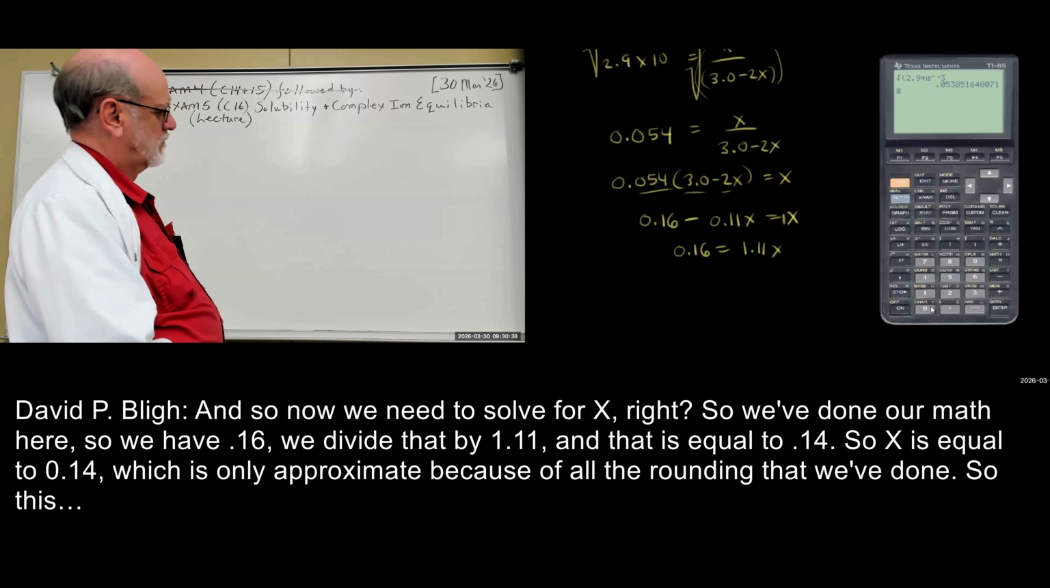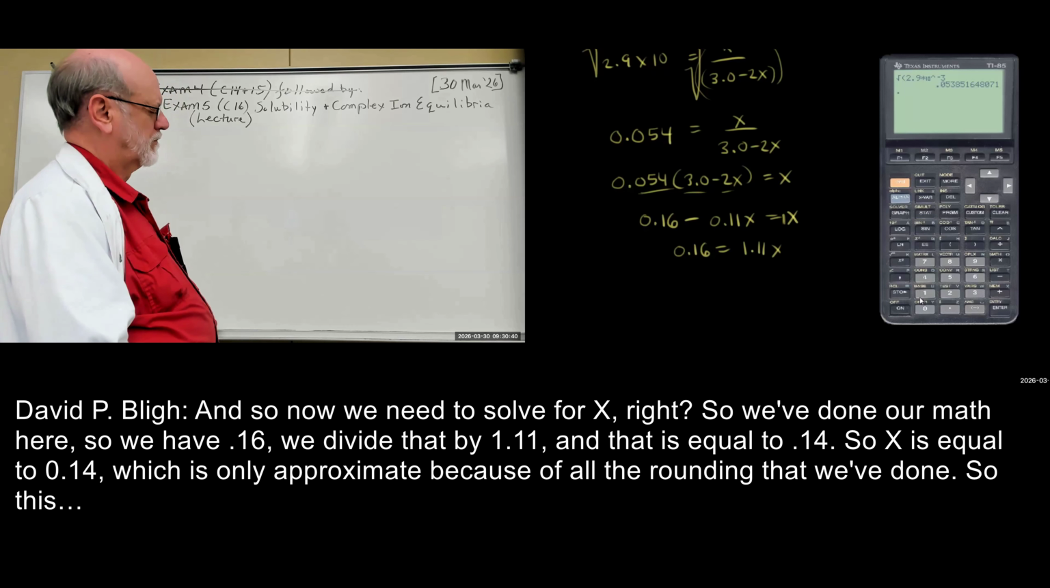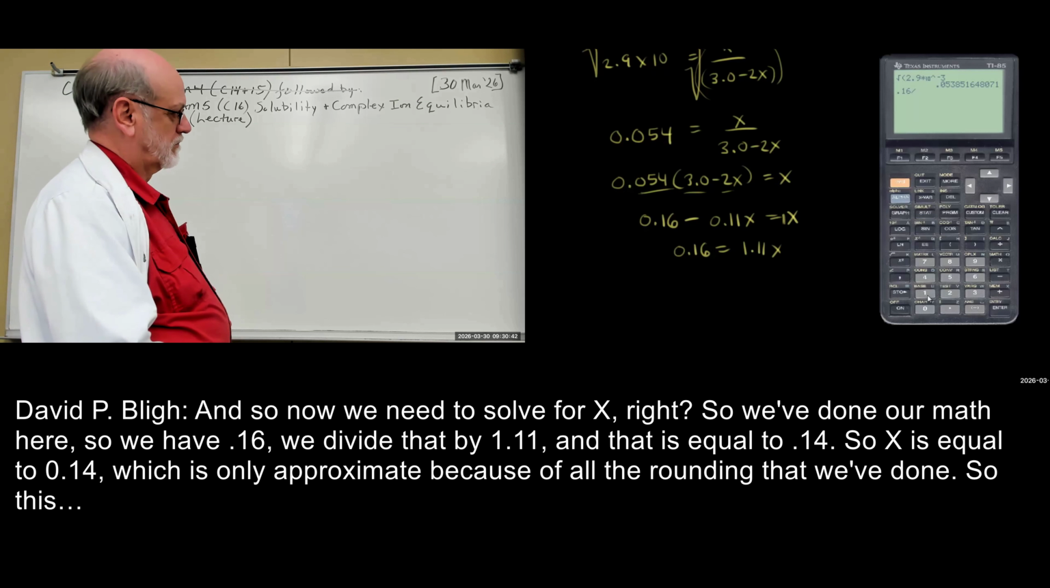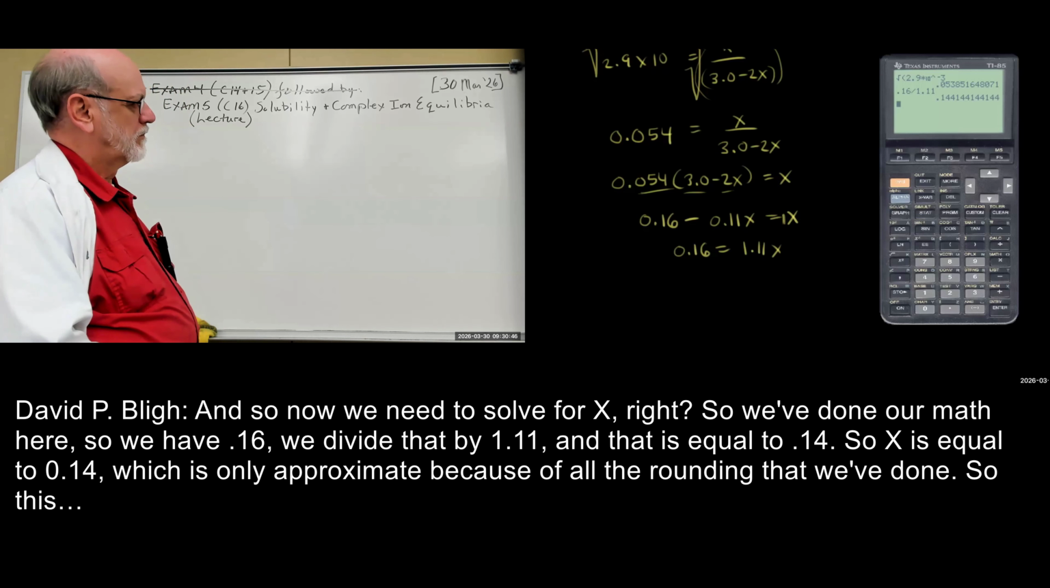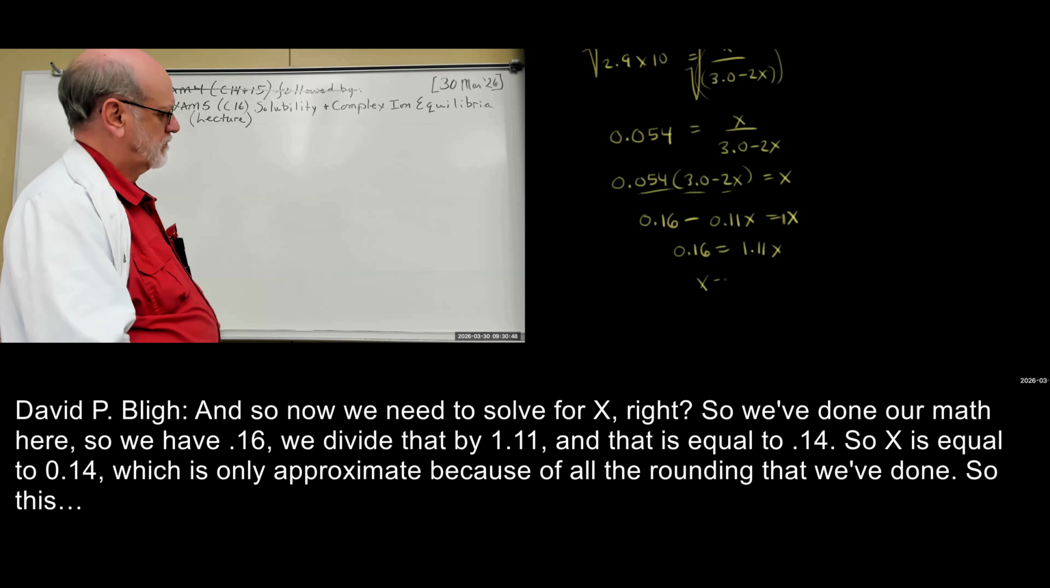Right? So we've done our math here. So we have 0.16. We need to divide that by 1.11, and that is equal to 0.14. So x is equal to 0.14, which is only approximate because of all the rounding that we've done.